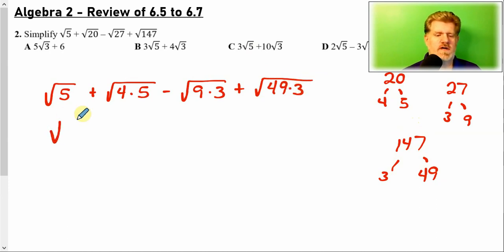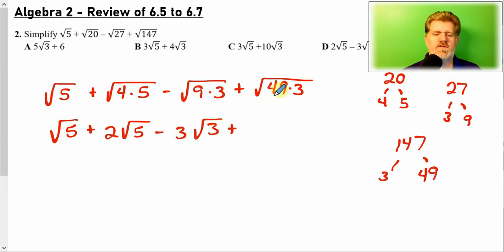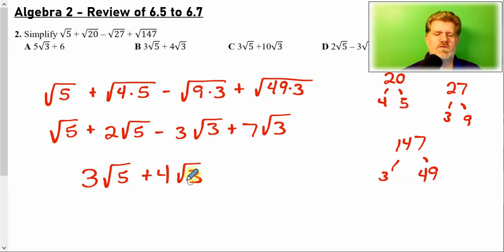Alright, so the square root of 5 stays the way it is. What's the square root of 4? 2. Square root of 5 stays where it is. Square root of 9 is 3. The other 3 stays under the radical. Square root of 49 is 7. That 3 stays under the radical. I combine my like terms. I have 1 root of 5 plus 2 roots of 5, so I have 3 roots of 5. And roots of 3, negative 3 plus 7, so that's plus 4 roots of 3.